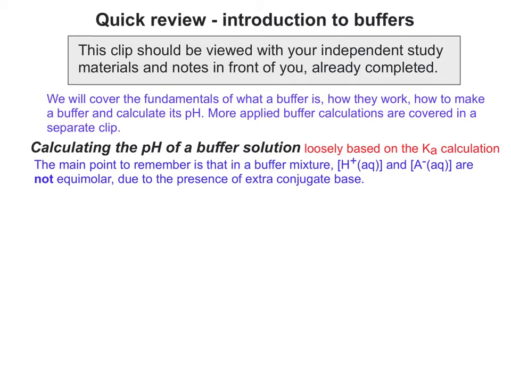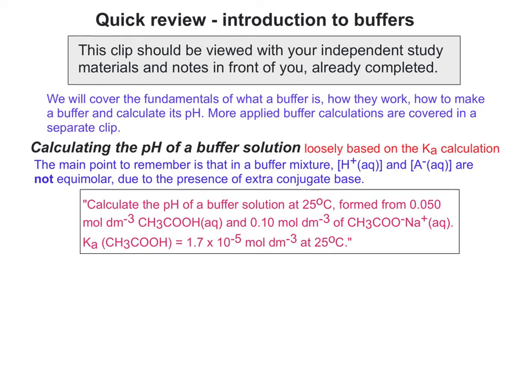So we're now going to look at how to calculate the pH of a buffer solution. Although it's loosely based on the Ka calculation you've done before with weak acids, one main point you've got to remember is that the concentration of H+ and A- are not the same, they're not equimolar. And this is because we have extra conjugate base, extra A-, from elsewhere, either from the reaction of the weak acid with a metal, the reaction of some of the weak acid with a strong base, or by simply mixing it with some conjugate base in the way that we described a few minutes ago.